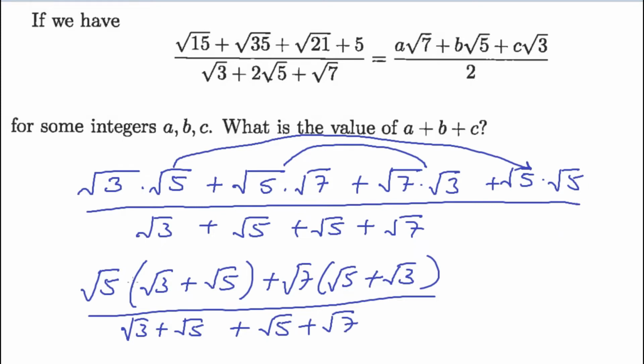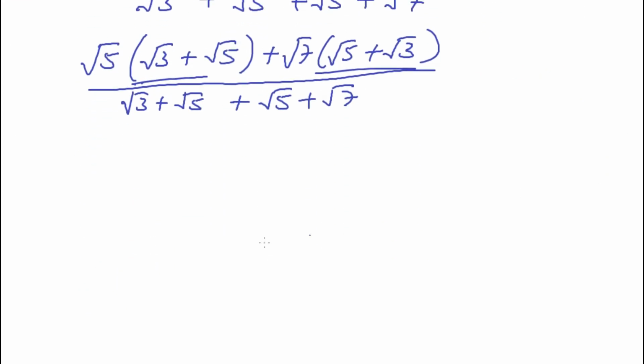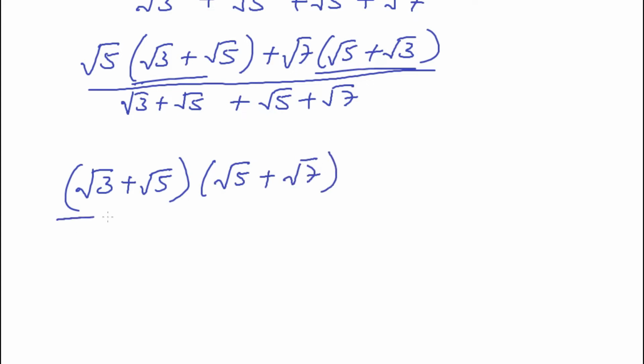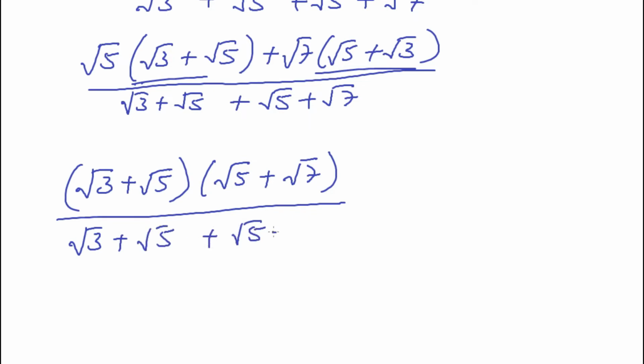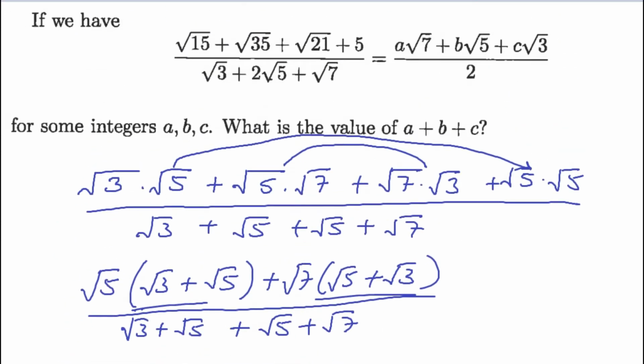Now you see there are 2 things and both of them are common. This one is common and this one is common. So we write them separately as root 3 plus root 5 and this part as root 5 plus root 7. Now in the denominator also we got root 3 plus root 5 times root 5 plus root 7, and it was equal to this x.